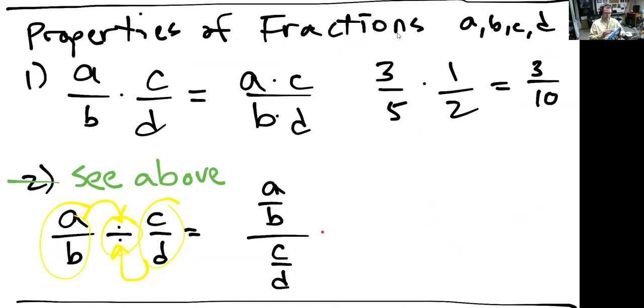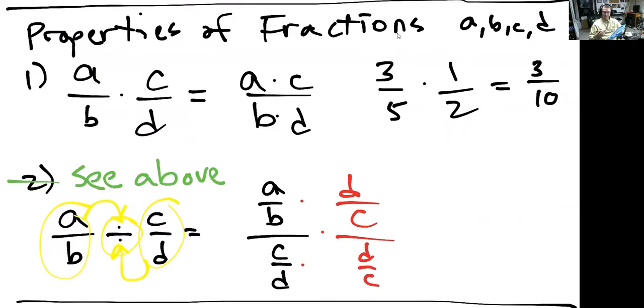So what we're going to do is multiply by D over C over D over C, right? D divided by C is some number. And if we divide it by itself, we get 1. And now we're going to apply property 1.